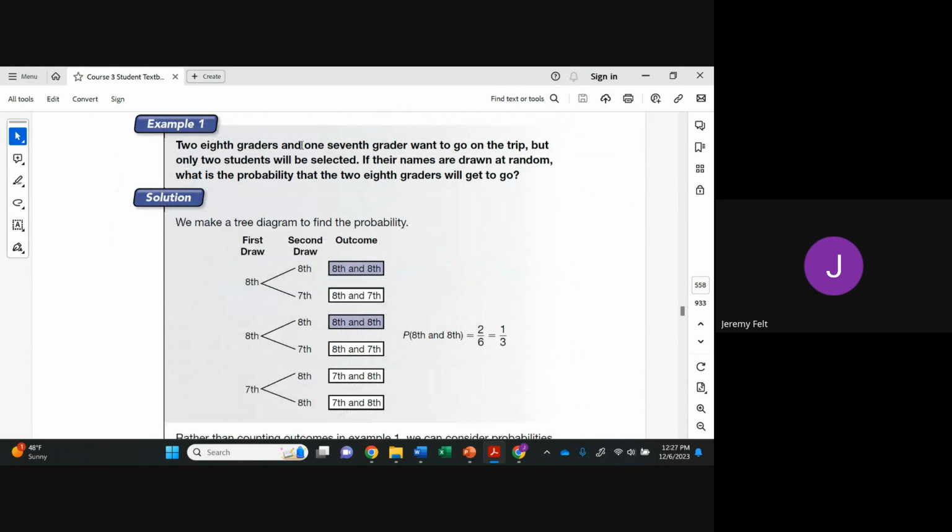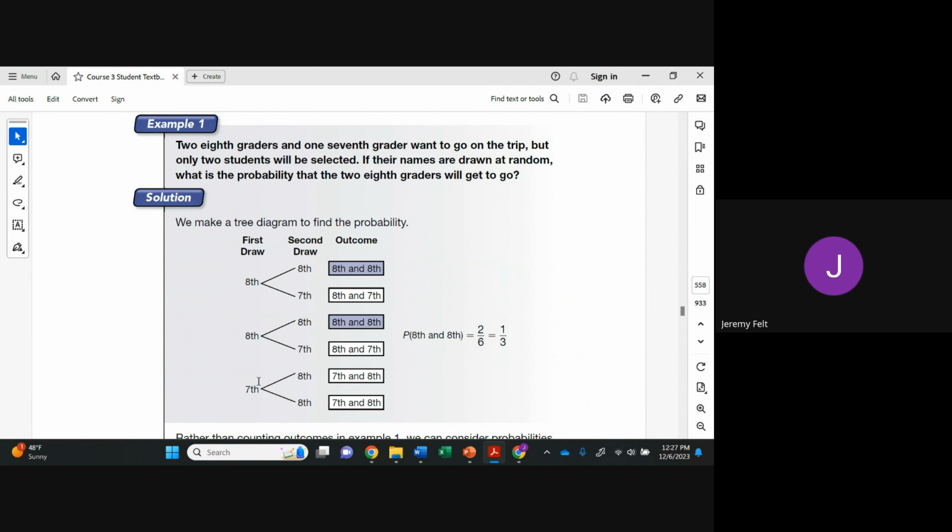Two 8th graders and one 7th grader want to go on a trip, but only 2 students will be selected. If their names are drawn at random, what is the probability that 2 8th graders will get to go? So we make a tree diagram, again a sample space of all the possible outcomes. So 2 8th graders and a 7th grader. First 8th grader, then we can have the second 8th grader or the 7th grader. The other 8th grader, then the first 8th grader or the 7th grader.